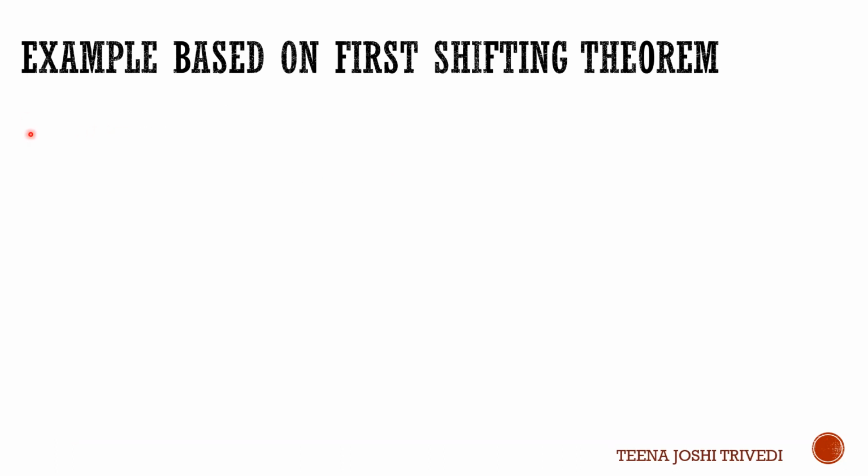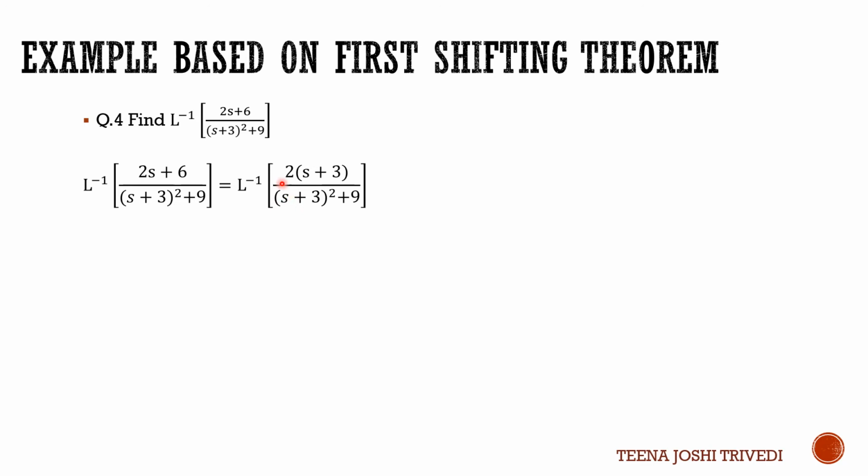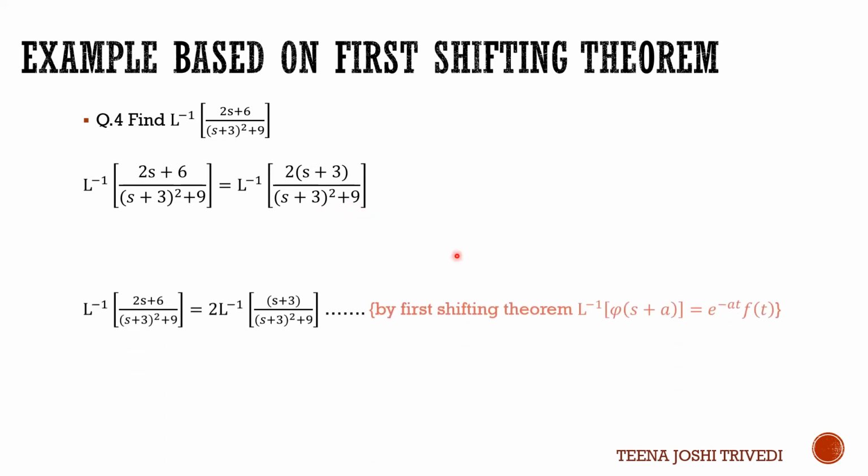So let's take another question. Find Laplace inverse of 2s plus 6 divided by s plus 3 whole square plus 9. First of all our motto is to convert the numerator as s plus 3. So how can we convert? We can take 2 as a common term and it will be s plus 3 divided by s plus 3 square plus 9. Now we can apply first shifting theorem.